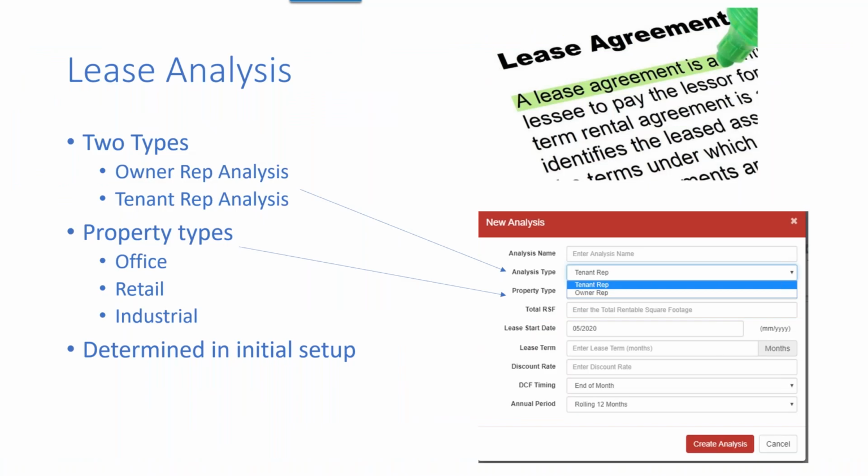So as Jeff indicated, there's really two types of lease analysis. We were talking before we started the webinar, and we were thinking a lot of people may think of this as just tenant rep analysis, but really the program is designed so you could either look at it from the owner's point of view and looking at different lease alternatives, or from the tenant's perspective, whether it's different lease alternatives in the same space or looking across different spaces in different buildings. You can do this for office, for retail, or for industrial properties.